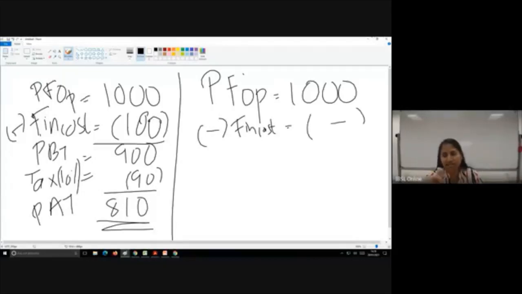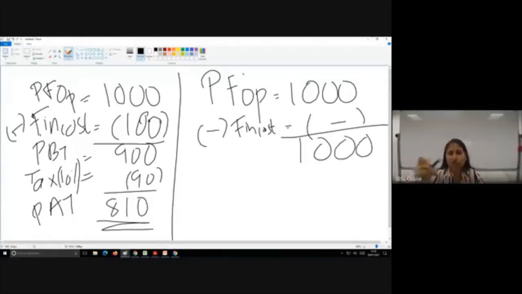Dividends are deducted in the balance sheet. When you put for retained earnings, it's from the PAT. It is from the profit after tax that you deduct the dividend. Okay, so here you don't have any finance cost. So your profit before tax is also going to be 1,000.